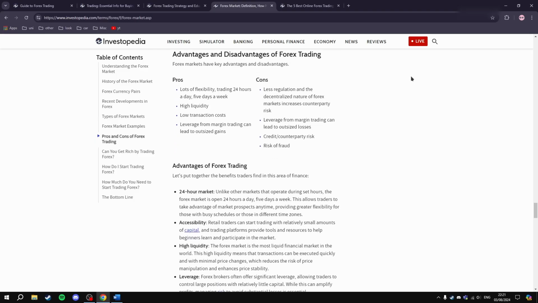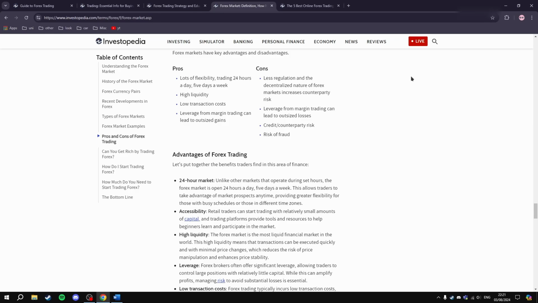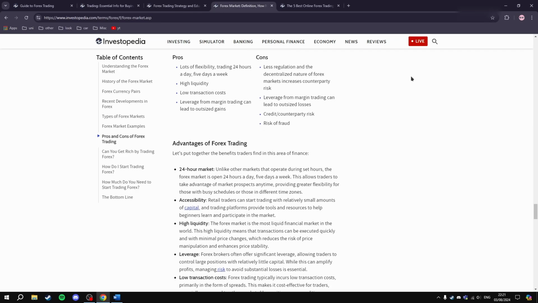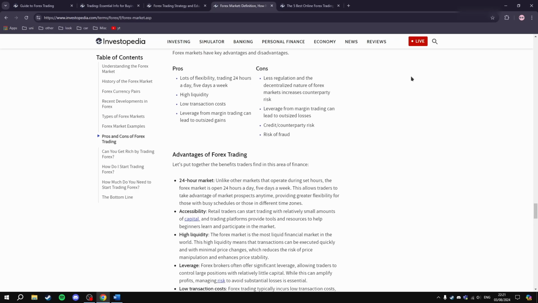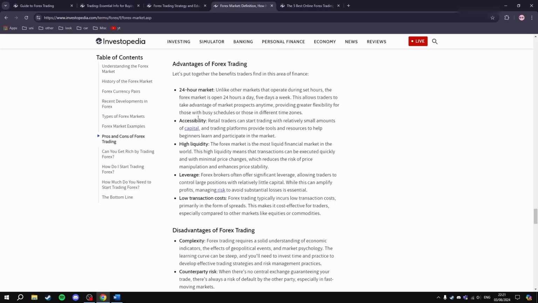Advantages and disadvantages of Forex trading. Forex markets have key advantages and disadvantages. Pros: lots of flexibility, trading 24 hours a day, 5 days a week. High liquidity, low transaction costs. Leverage for margin trading can lead to outsized gains. Cons: less regulation and decentralized nature of Forex markets increases counterparty risk. Leverage for margin trading can lead to outsized losses. Credit/counterparty risk of fraud.